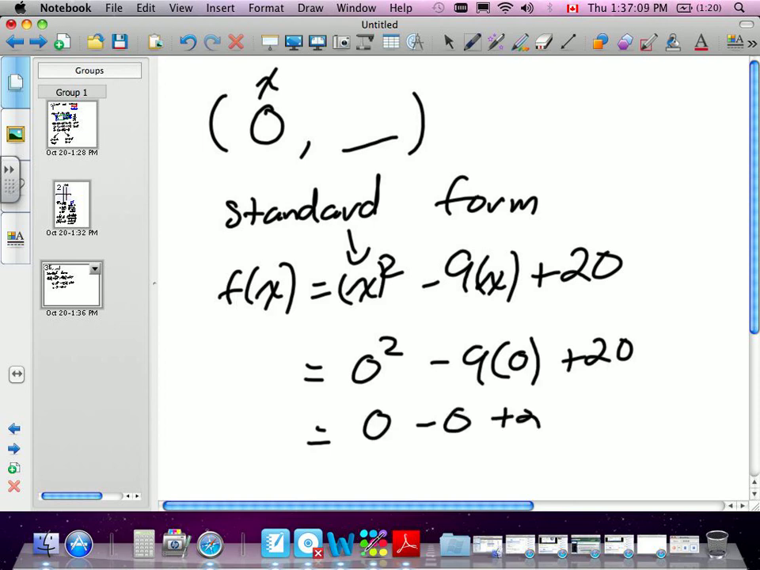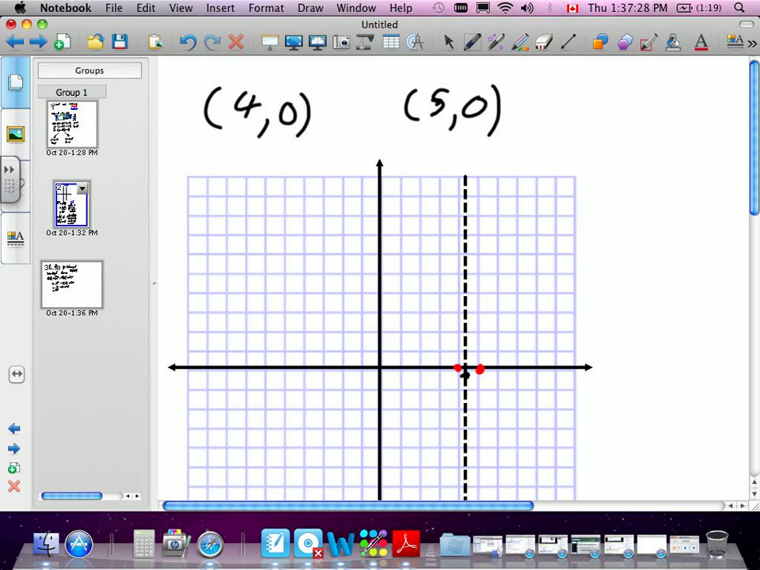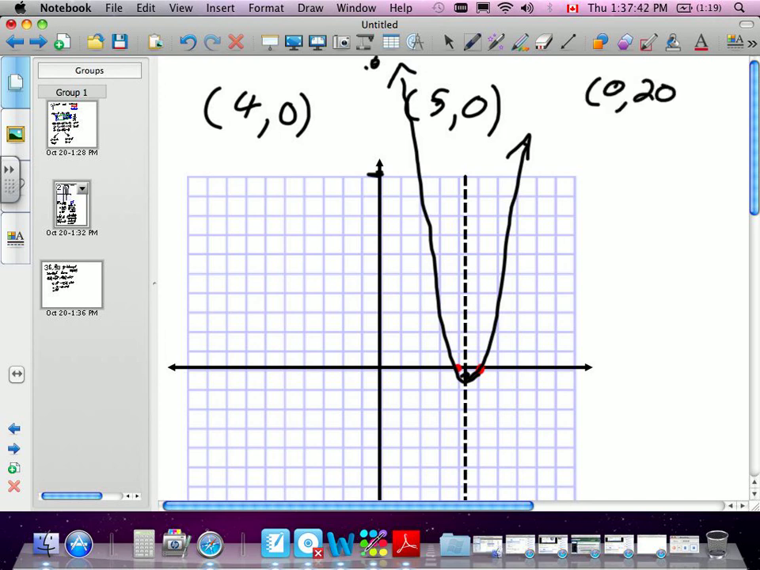So 0 squared is 0. 9 times 0 is 0. So our Y-intercept is at 0 and 20. So if we go to graph this, our Y-intercept would be way up here on the graph. This graph only goes to 10, but our Y-intercept would be at 0 and 20. So I'd have all my coordinates. Y-intercept.